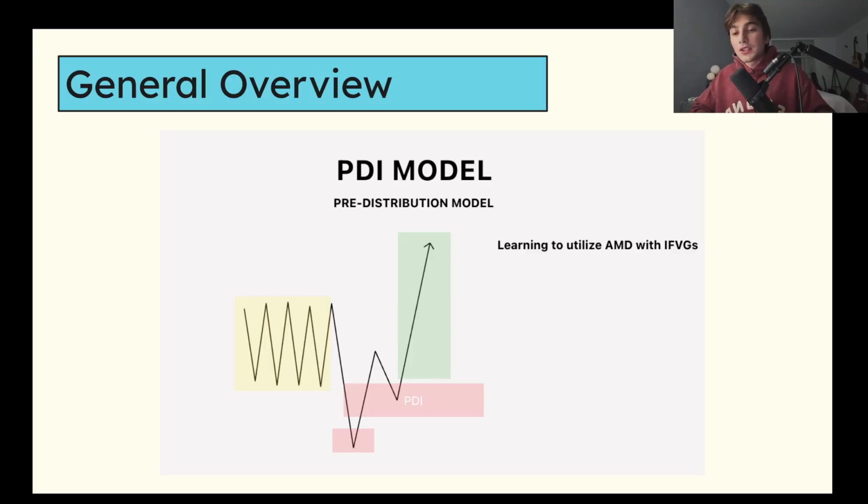But the way I discovered this model, if you want a little backstory on this, was in 2023 during an NFP day. I realized that price, before it often delivered to the next draw on liquidity, would accumulate, right? It would lose some volume, it would manipulate into a certain key level, and then it would distribute. And so I put together a model that helps you catch that distribution move. That's the primary aspect of the PDI model. You're catching the distribution move. So let's get into that.